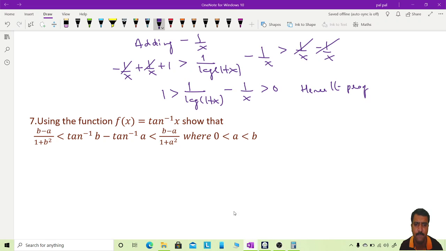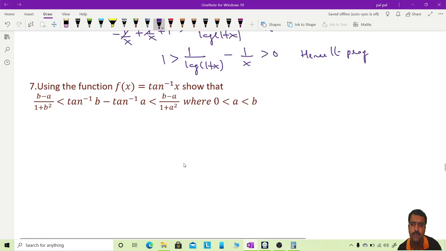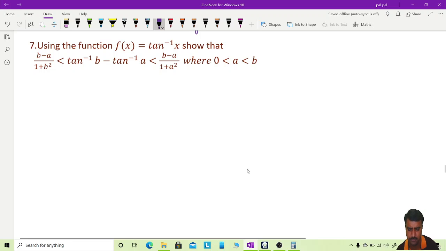Using the function f of x is equal to tan inverse of x, show that b minus a by 1 plus b square is less than tan inverse of b minus tan inverse of a is less than b minus a by 1 plus a square, where 0 is less than a less than b. To prove this result by using Lagrange's mean value theorem, you take the function first.